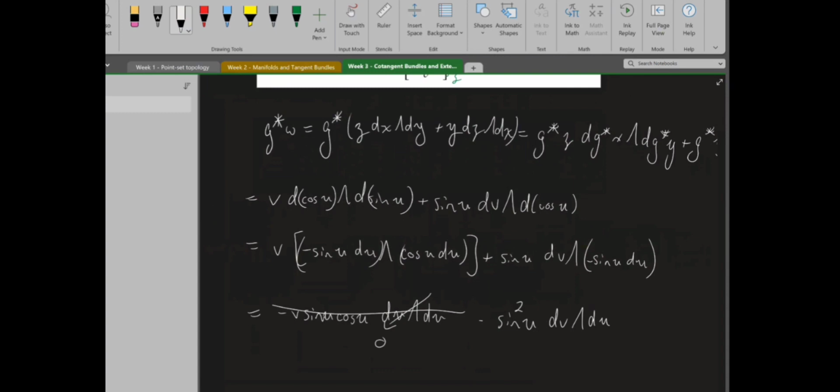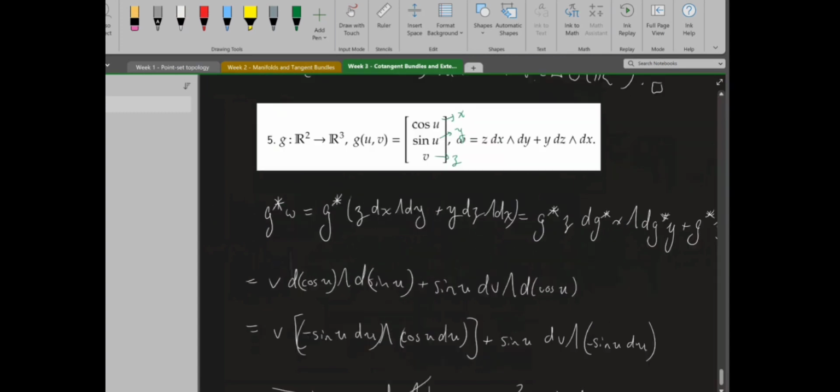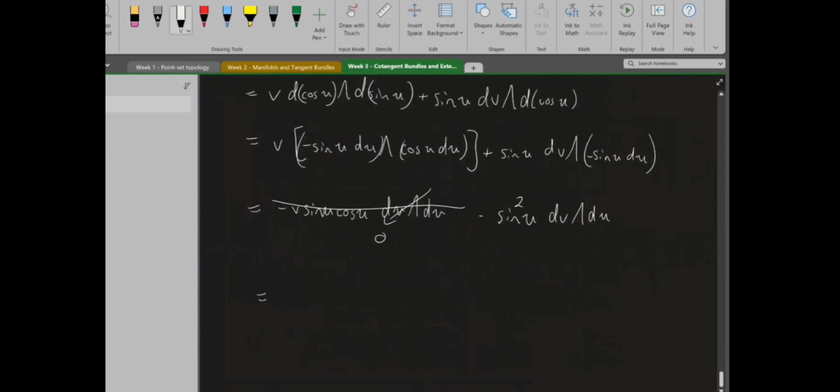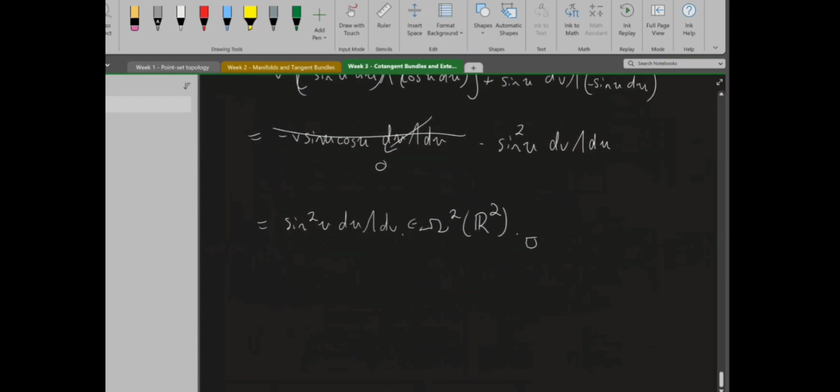But because we have uv as the chosen orientation for the coordinates for R2, namely the domain of G, we want to anti-commute to get positive sine squared u du wedge dv. And of course, this is a differential 2 form on R2, the domain of G. So we pulled back a differential 2 form from R3 to R2, and this would allow us to integrate on a surface in R3. This is, however, not an area form because sine squared u can be equal to 0 somewhere. But that's not too important right now.